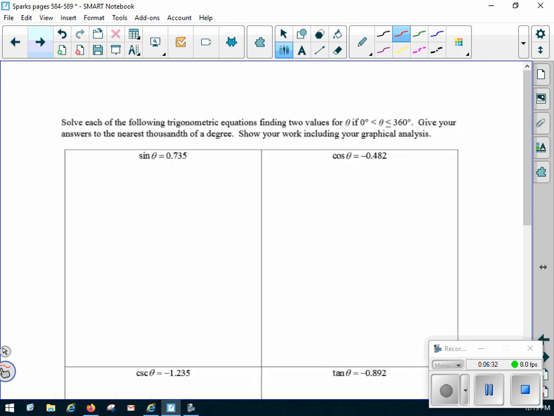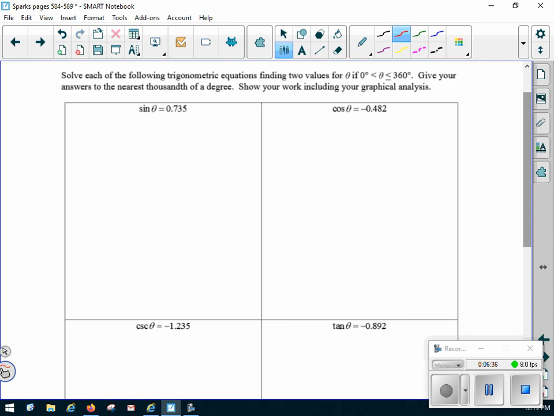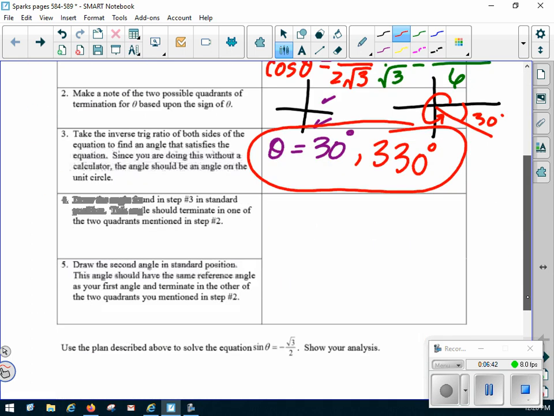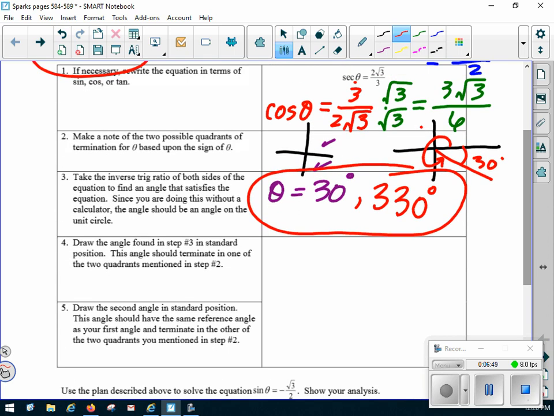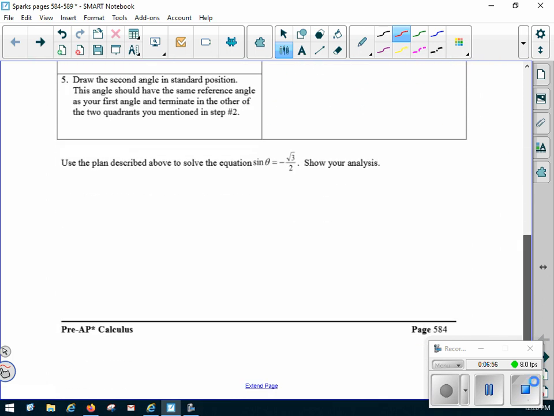Now we're going to the calculator. Oh, wait, there's one at the bottom. Sorry. What are the other 2 steps? I did them right here. I did them.